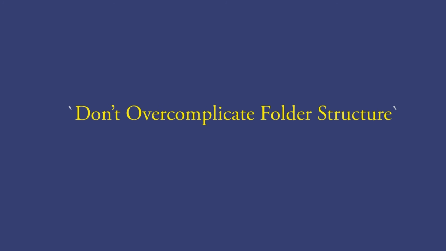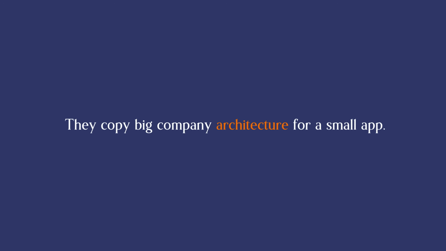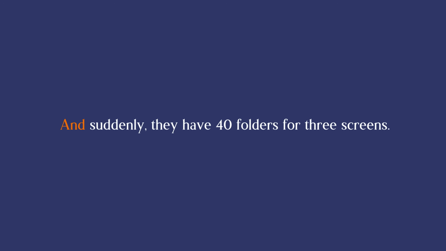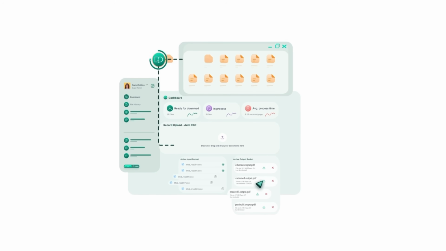Principle 5. Don't overcomplicate folder structure. This one hurts a lot of developers. They copy big company architecture for a small app, and suddenly they have 40 folders for 3 screens. Keep it simple. If your structure helps you move faster, it's good. If it confuses you, it's bad. Structure should support your growth, not slow you down.